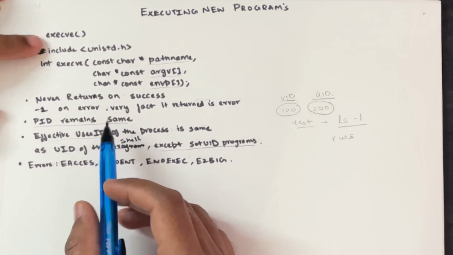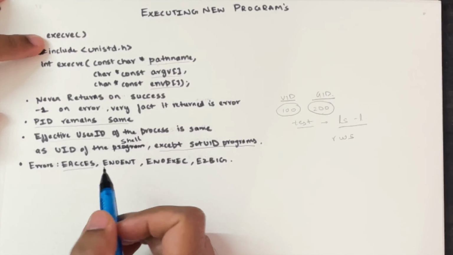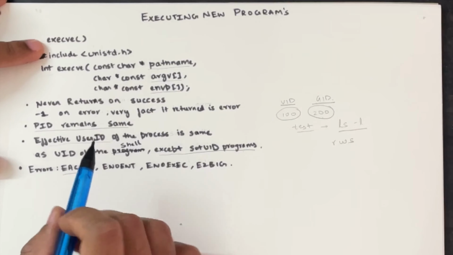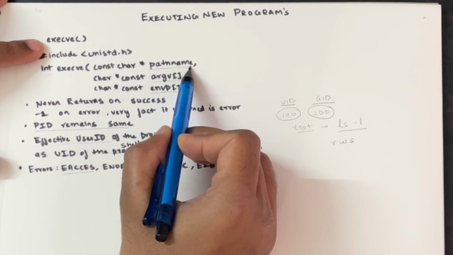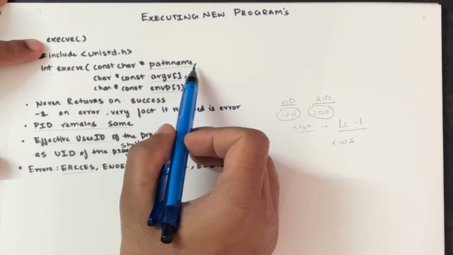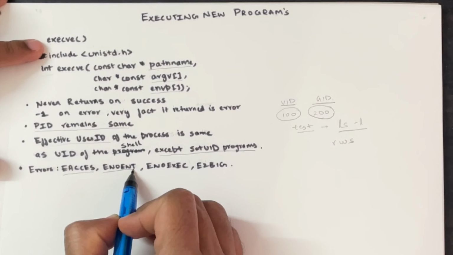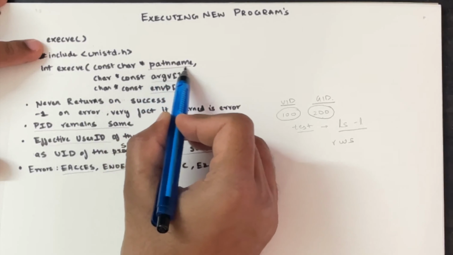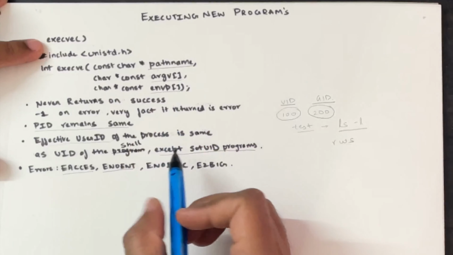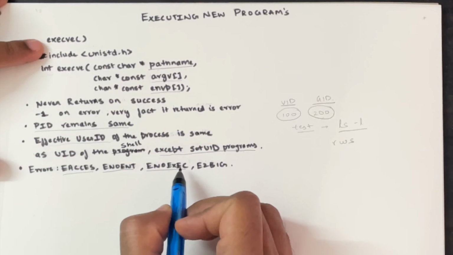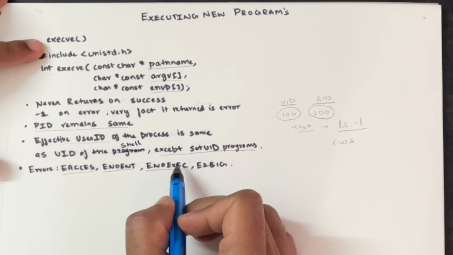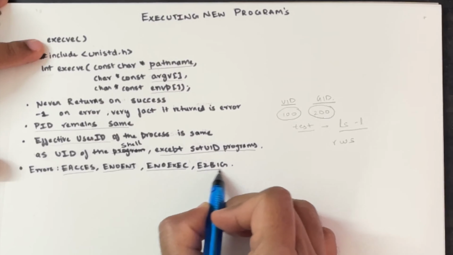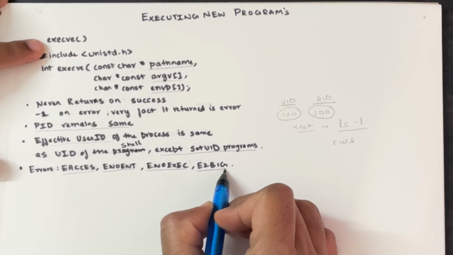Some of the errors in case of execve could be EACCES, where the access permissions for the pathname file are not available. It could be ENOENT, which means that the pathname program that we are passing does not exist. ENOEXEC would mean there is no execute permission on the program that we are passing. E2BIG means the arguments that we have passed to execve are beyond the allowed maximum limit.